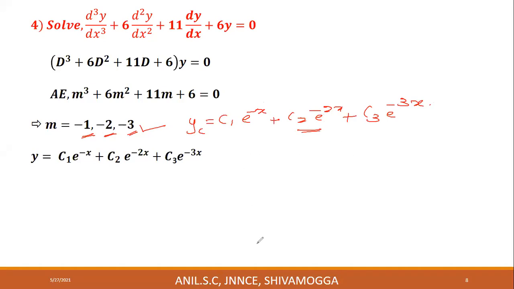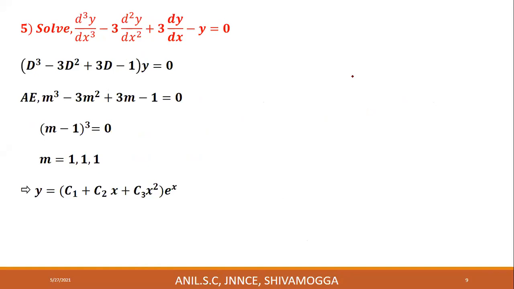This is the solution. For different values of c1, c2, c3, we get different solutions. Same kind of problem. Solve d cube y by dx cube minus 3 d square y by dx square plus 3 dy by dx minus y is equal to 0. Clearly, phi of x is equal to 0. This must be a homogeneous linear differential equation.